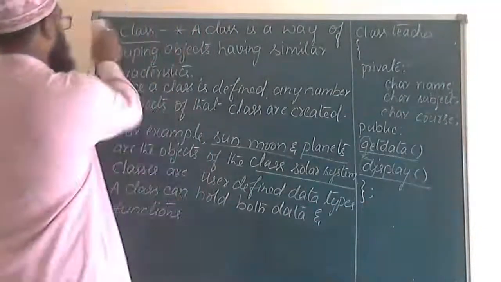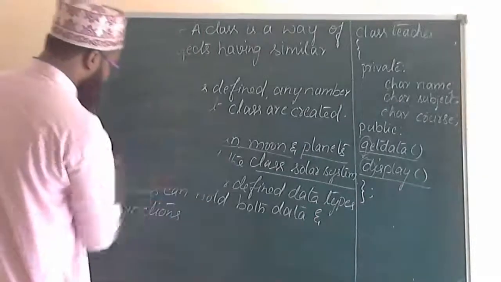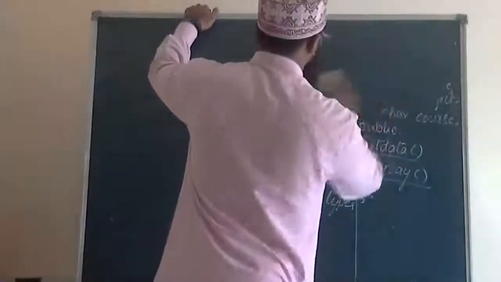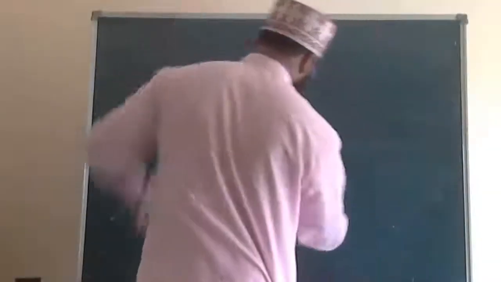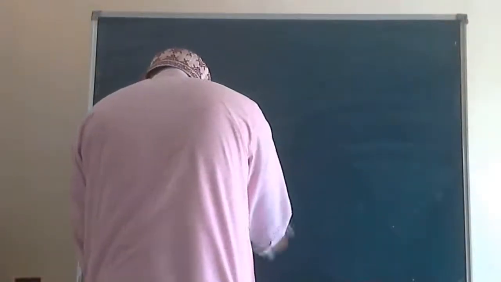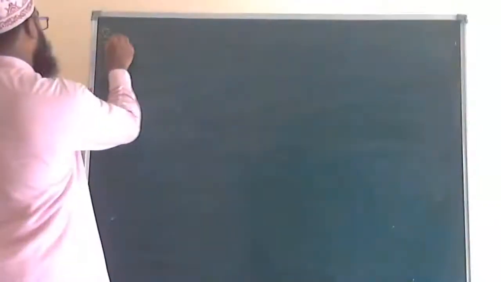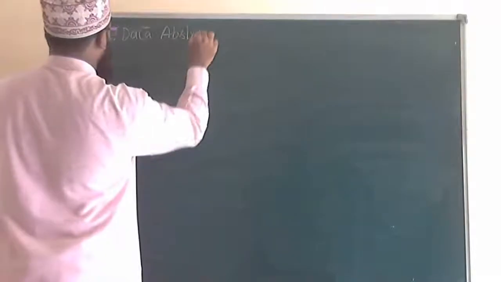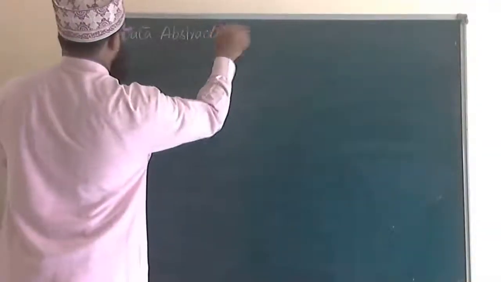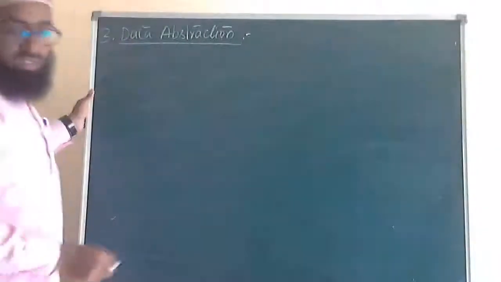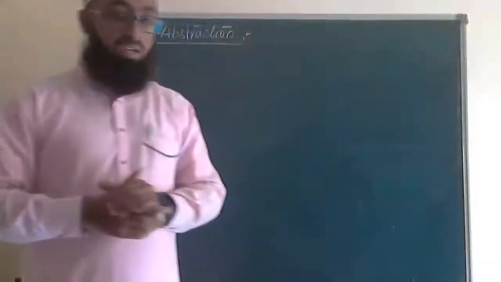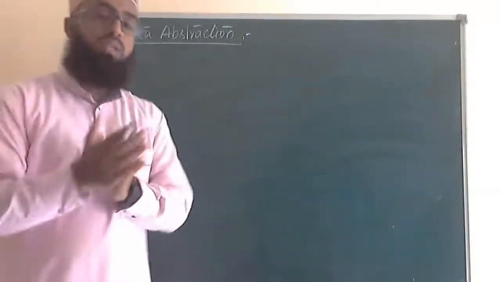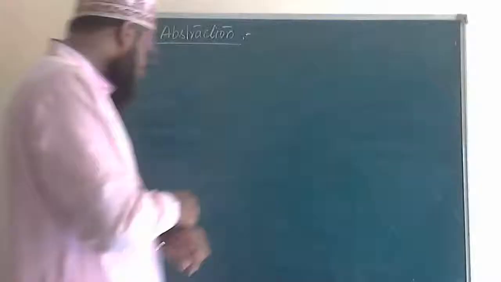Next, come to the third thing. We have discussed object and class. Then come to the third thing, that is data abstraction. Abstraction means giving a thinking, a view, or a sketch. This should be like this, that type. So this is called abstraction.